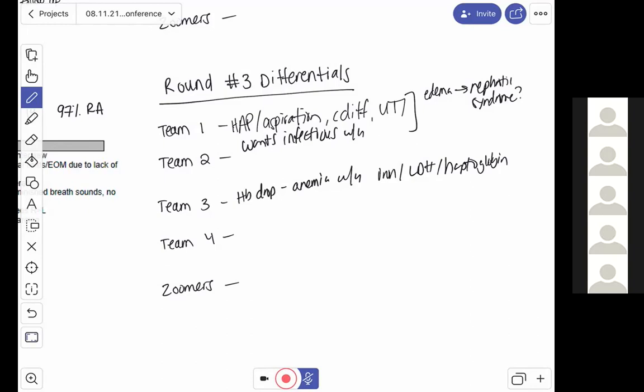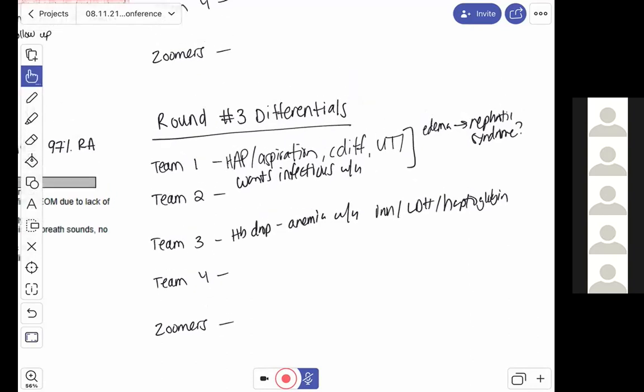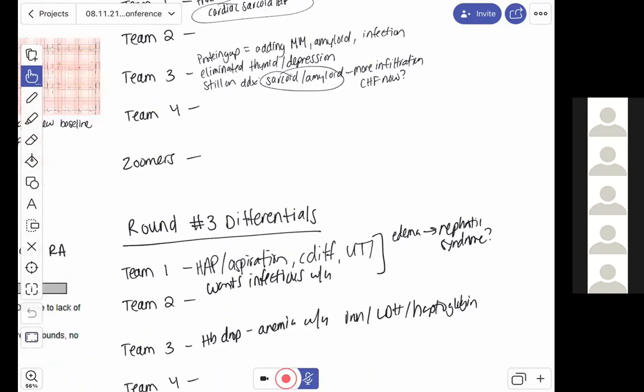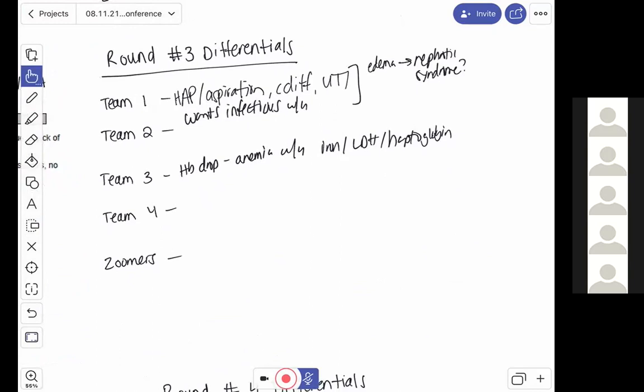Okay, and then, so you guys are thinking about your diagnostics. What sort of things are still on your differential for this guy in terms of his failure to thrive, a systemic type picture? Last round, you worried about cardiac sarcoid. Okay, yeah, endocarditis. And what is your thought process there, Roxana?